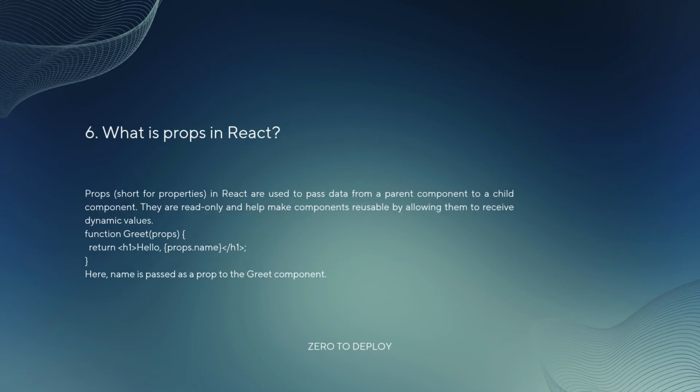What are props in React? Props in React are used to pass data from a parent component to a child component. They are read-only and help make components reusable by allowing them to receive dynamic values.